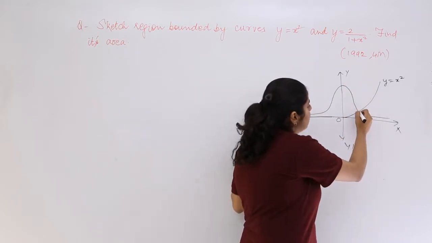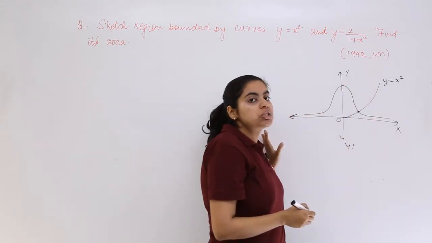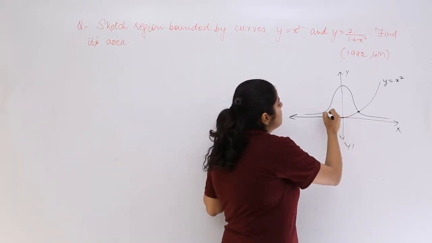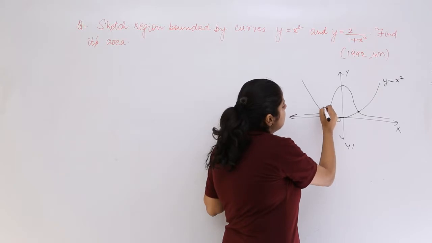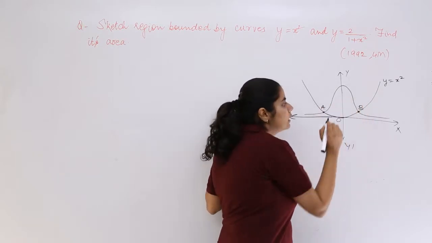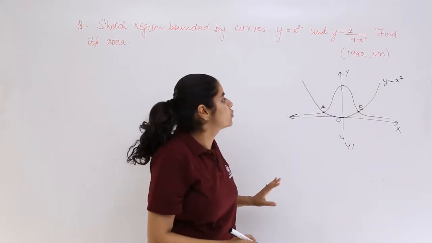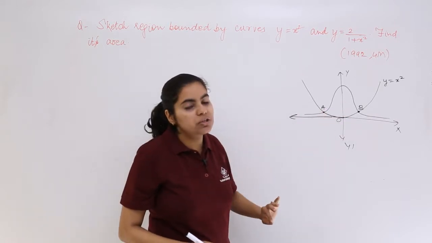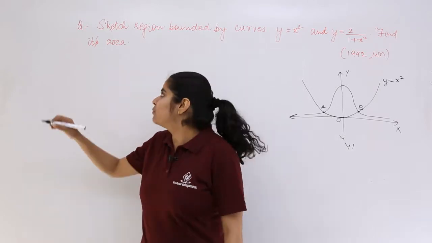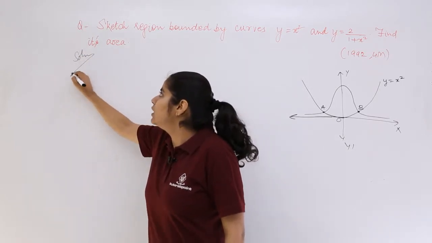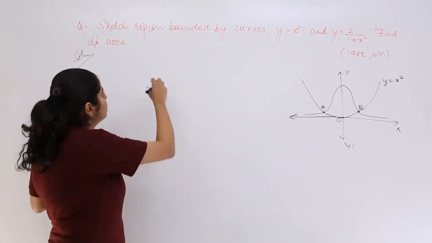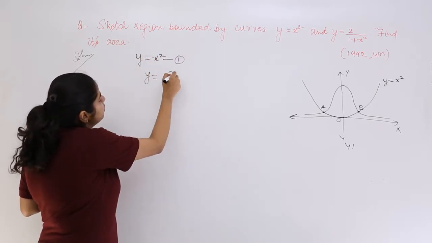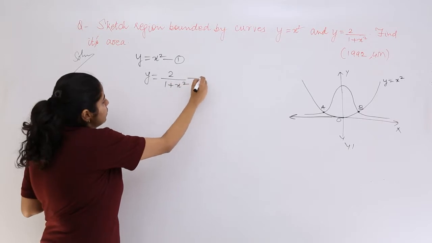The other thing: what are the points of intersection? The points of intersection for y = x² and this curve would be something like these. These are A and B. These should be the points of intersection. As you can see, there are 2 points of intersection which we need to find out. So let me write here the solution. My points of intersection would be obtained when I have y = x² and y = 2/(1 + x²).